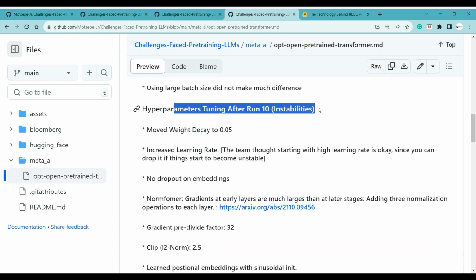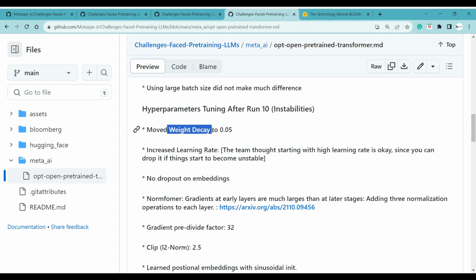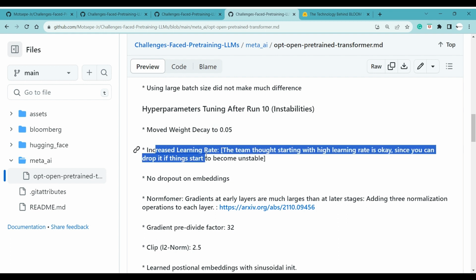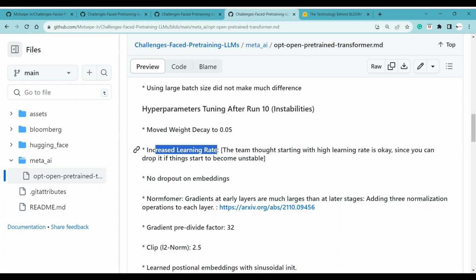Hyperparameter tuning after run 10, so I think this was run 11. What they did was, okay, maybe let's go back; instead of going to 0.01, let's go to 0.05. They increased the learning rate. Like I said here, the team thought that starting with a high learning rate is okay, since you can drop it if things start to become unstable.